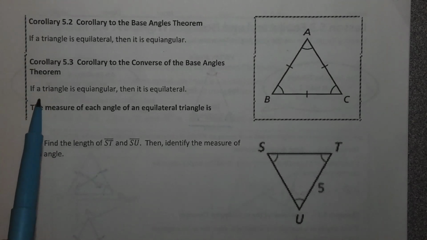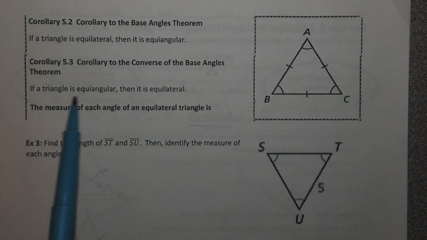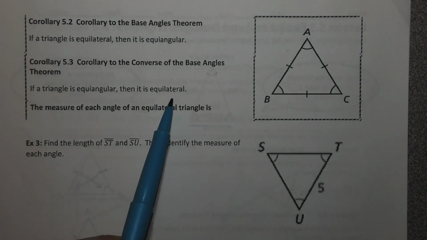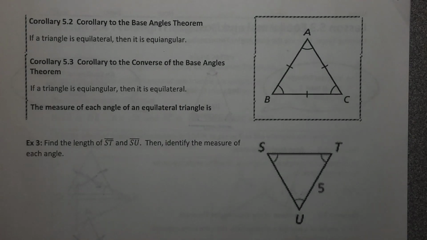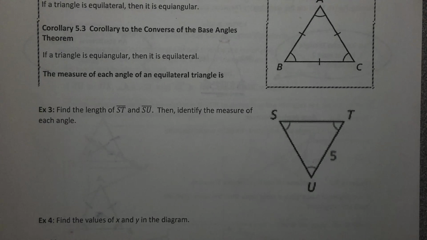Okay? And then our corollary to the converse of that theorem says, if a triangle is equiangular, then it's also equilateral. So now we're saying if every angle is 60 degrees, all three sides have to be the same length. Right? Alright, good. That part shouldn't be rocket science for us yet.